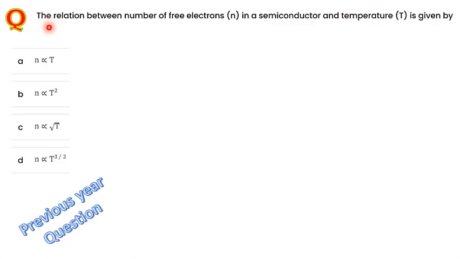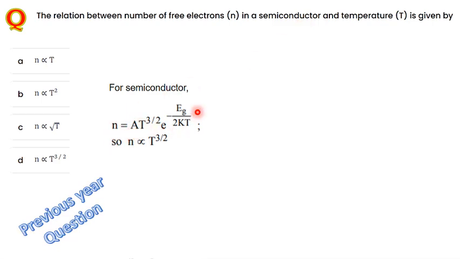Okay. The next question is the relationship between the number of free electrons in a semiconductor and the temperature. For this, the relationship between the number of free electrons, that is n, and the temperature is that n is directly proportional to A into T power 3 by 2 into e power minus Eg divided by kT, where A is a constant of the substance, Eg is the forbidden energy gap, k is the Boltzmann constant, and T is the absolute temperature.